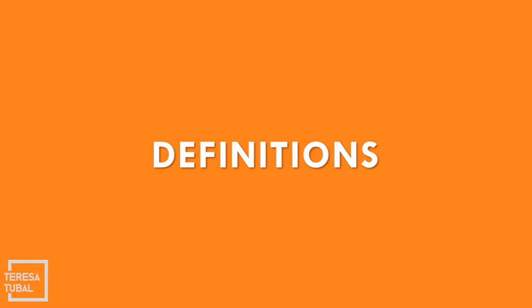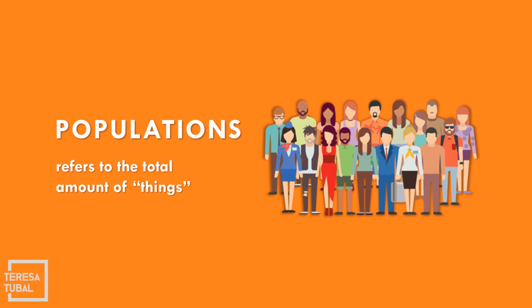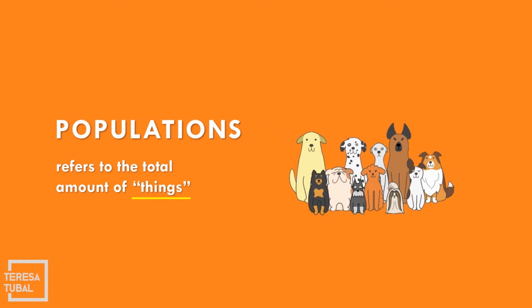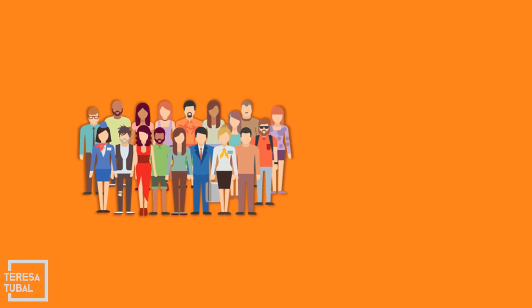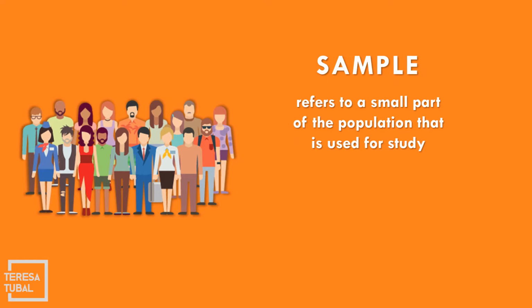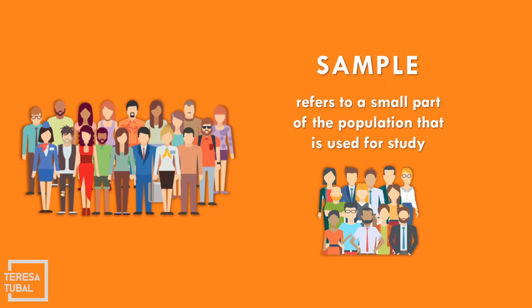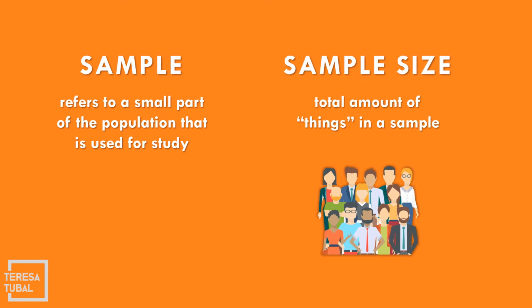So let us define. What is population? It refers to the total amount of things. When we say things, it's not only people, but a group of dogs, cats, and so on. What is a sample? Sample refers to a small part of the population that is used for study. The total amount of things in a sample, that is the sample size.